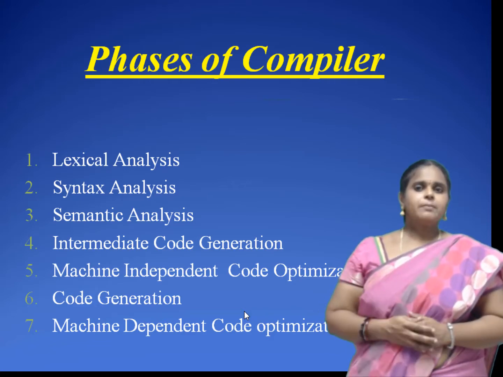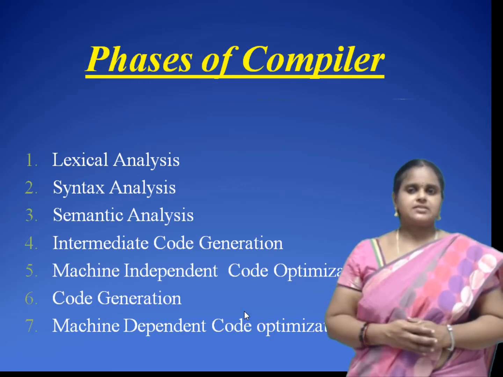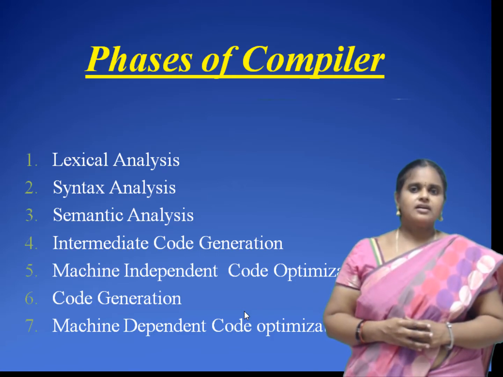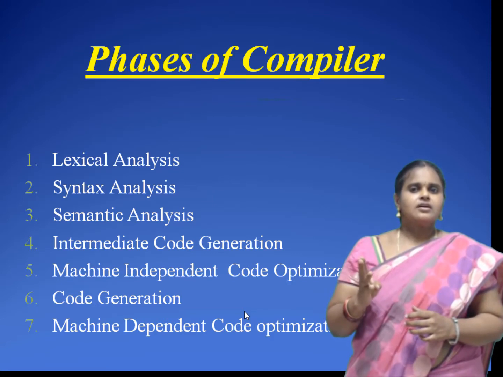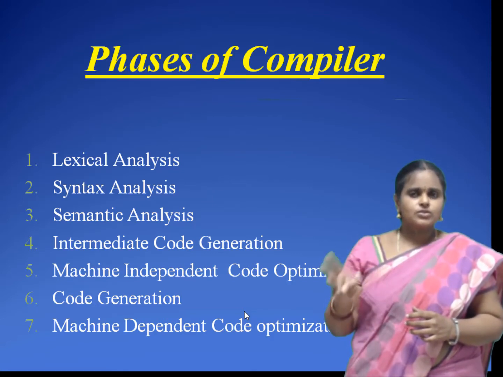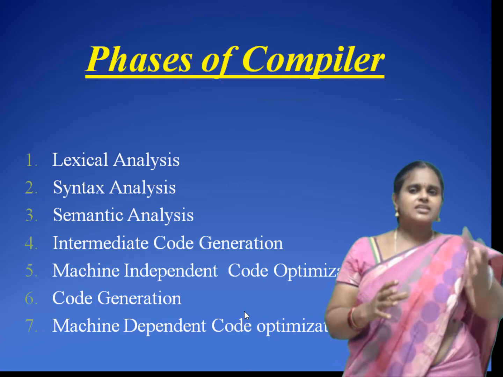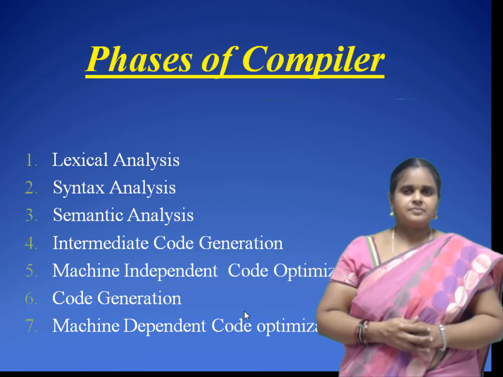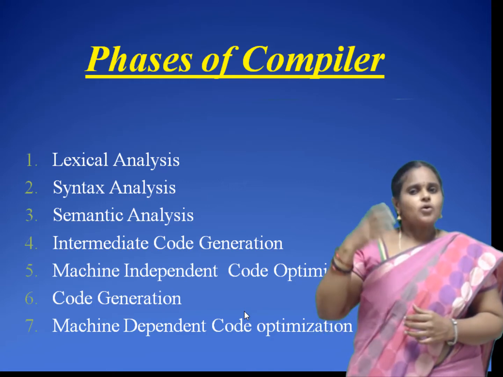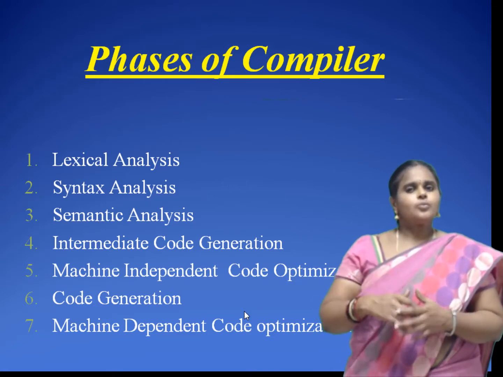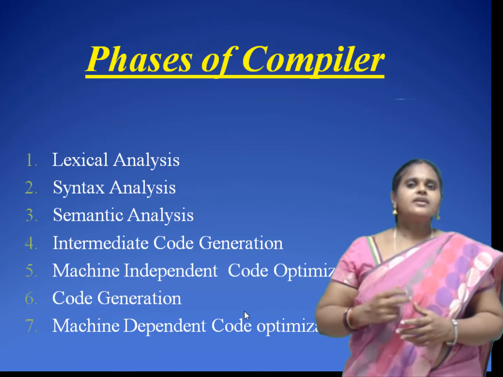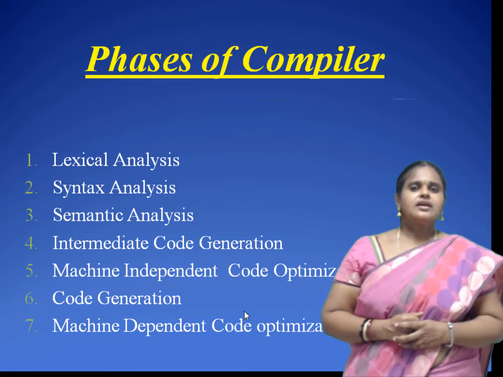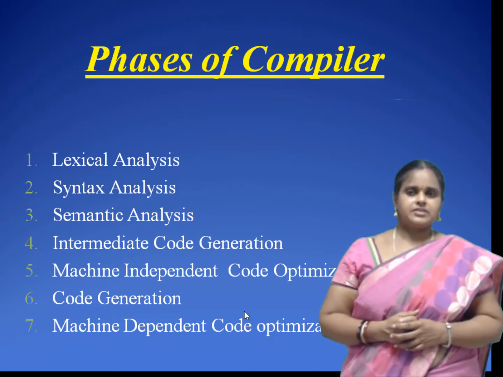Coming to the second pass, the synthesis pass. The synthesis pass consists of 3 phases. These 3 phases perform only 2 tasks: one is code generation and the other is code optimization. This code optimization is internally divided into 2 different types: machine independent code optimization and machine dependent code optimization.